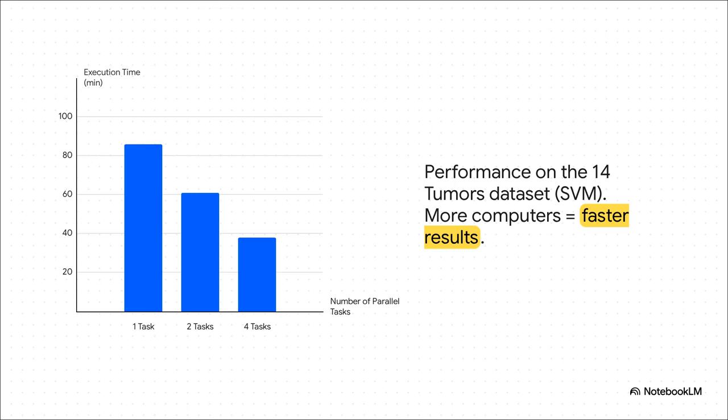Perfect accuracy is amazing, but what about the speed? Remember, the whole reason we're doing this is because genetic algorithms are normally so slow. Well, on a single computer, this analysis took about 86 minutes. But when they split the job across 4 parallel workers, they slashed the time to just 38 minutes. This proves it works. The more computers you throw at it, the faster you get your answer.